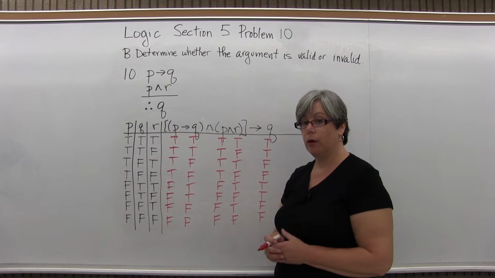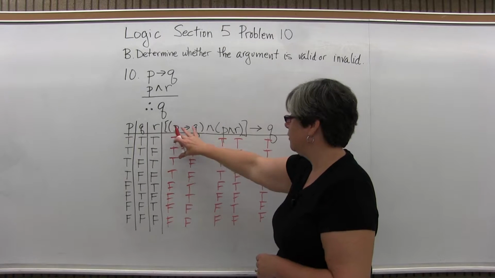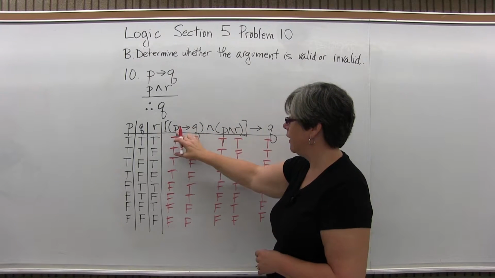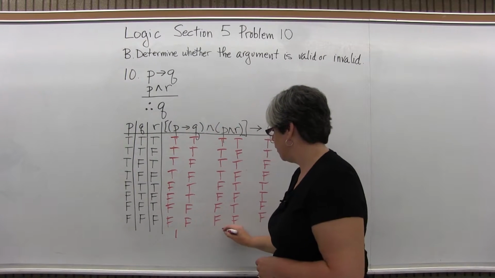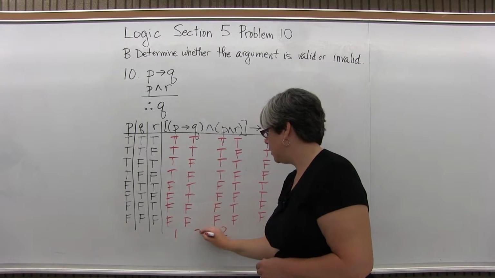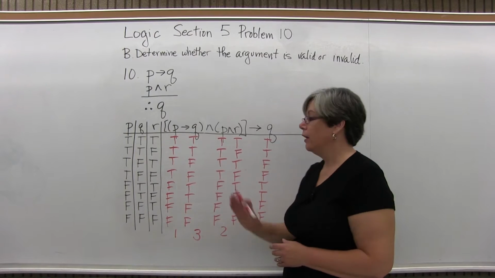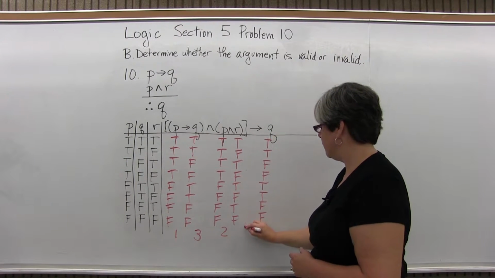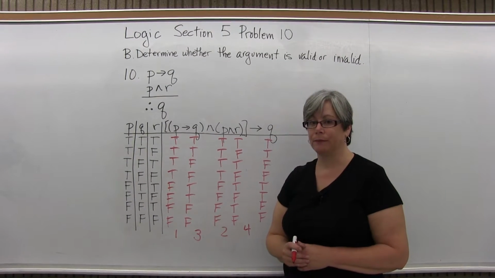Let's look at what order we want to do the operations. We're going to start inside the parentheses that are inside the brackets. So those will be numbers 1 and 2. Then we'll do the and statement as 3 to complete the brackets. And then finally, we'll do the if-then statement as column 4.